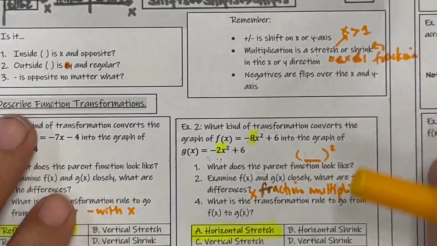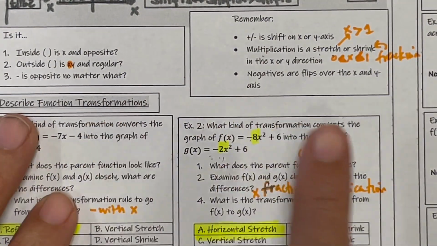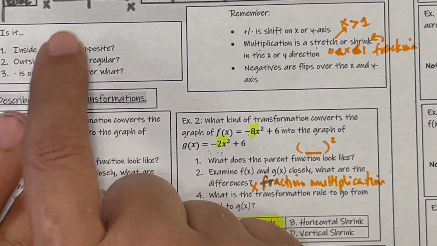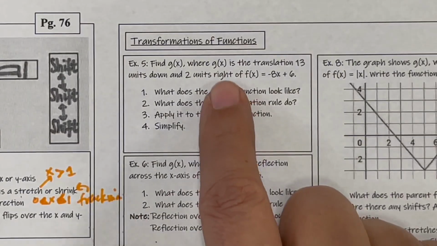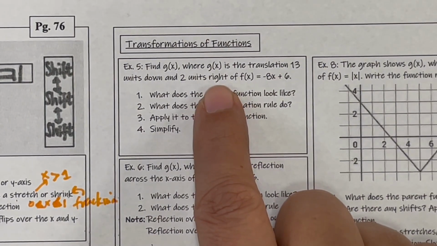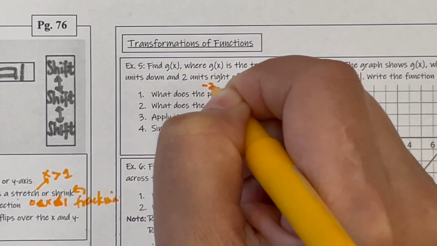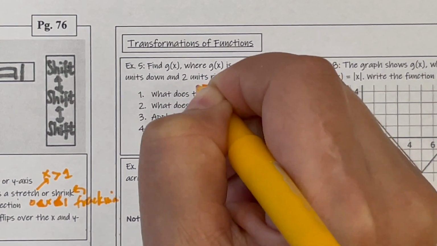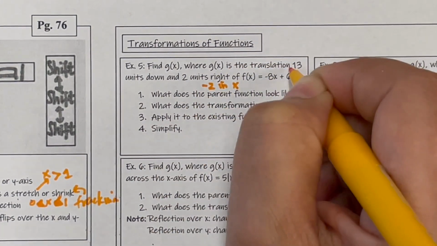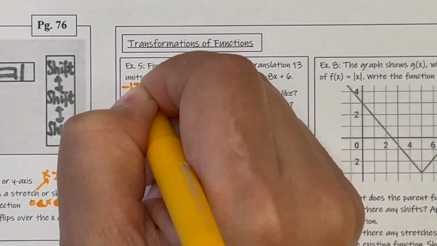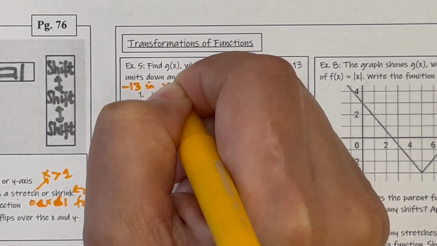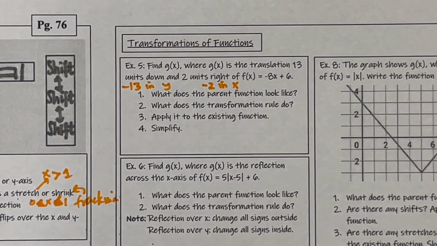Now, if I'm going right and left, which way is that? It's going to be x, right? So it's opposite of what I think. So instead of me saying right is +2, I'm really going to say what? -2. So this is going to be -2 in x. And 13 units down is going to be -13 in y. So, before I even read the question, I already know that's what I'm doing.